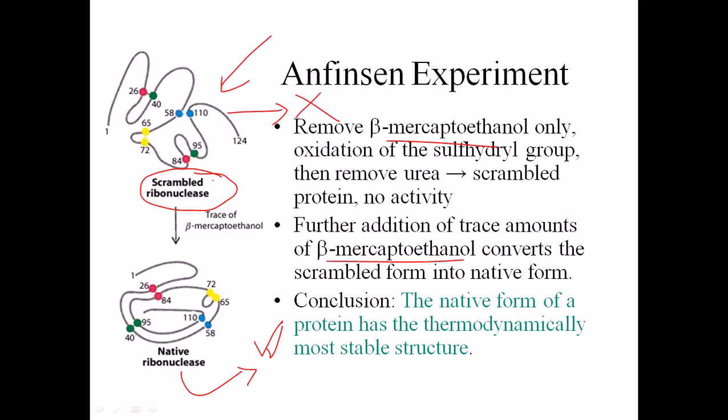It's always a journey for the protein. This is the take home message. It's always printed in the mind of the protein that it has to go to the native state.